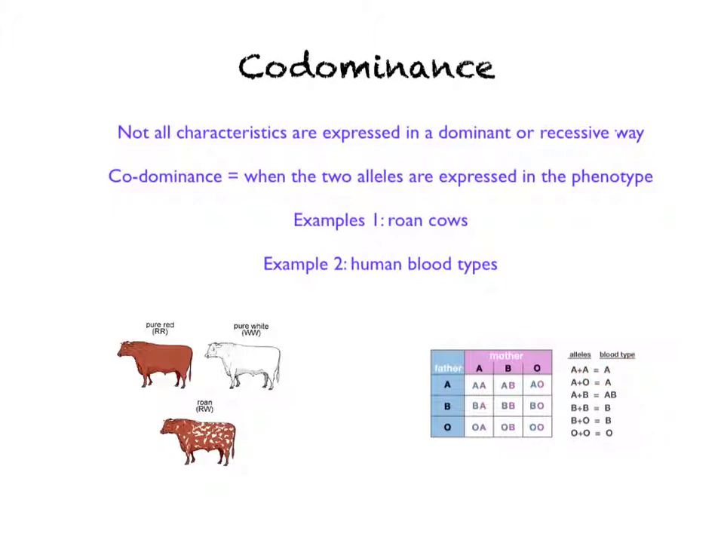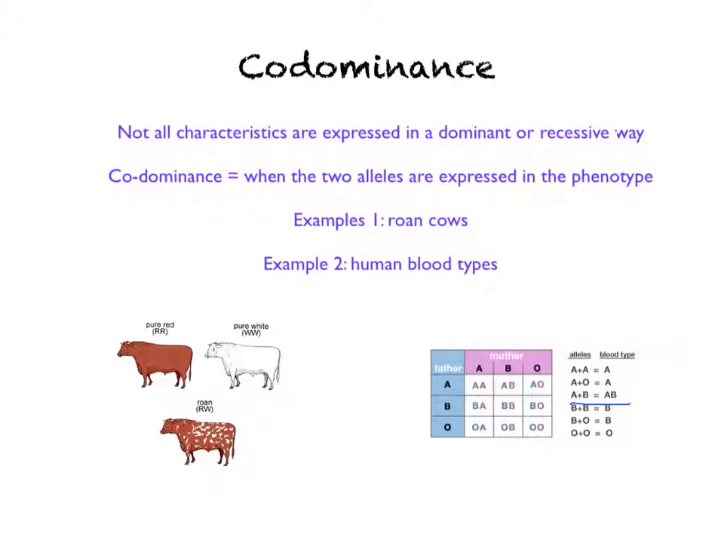So if we have an A and an A allele, we have the blood type A. If we have A and an O, we have the blood type A again, as A is dominant over O. Now if we have the alleles A and B, we can see here in this third one that we end up with an AB blood type. So it's completely different to A, it's completely different to B.